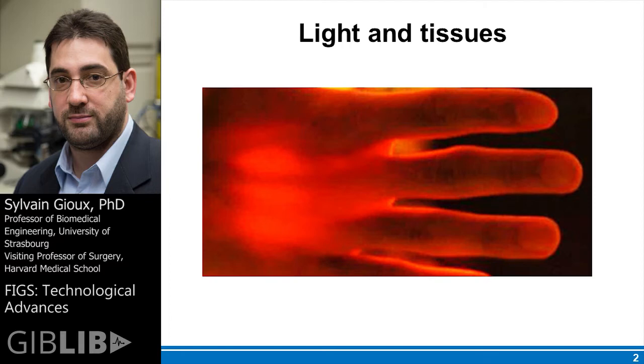But first I'd like to get a few slides on the background of tissue optics and what are the problems, what are the fundamental problems with dealing with light and tissues. This is just a hand in front of a white light source. As you can see, the light that was white turns red, and we can see light diffusing into the medium.